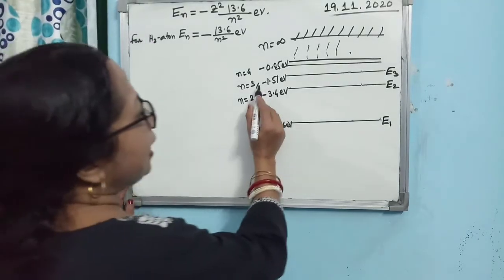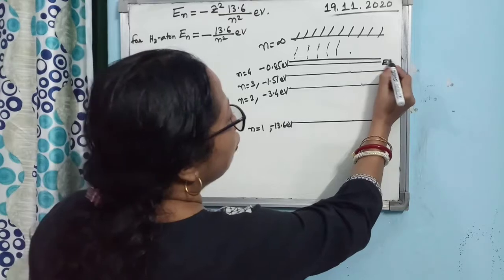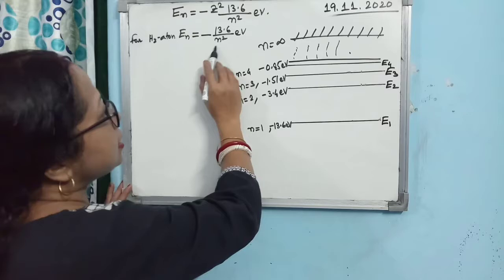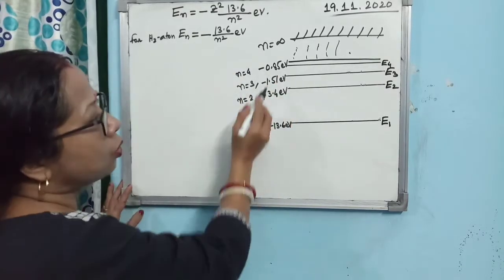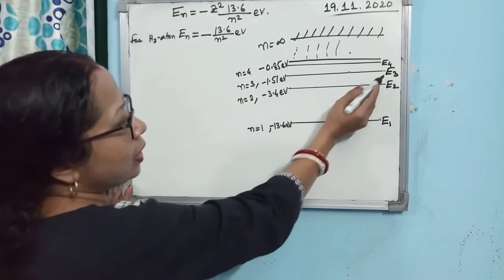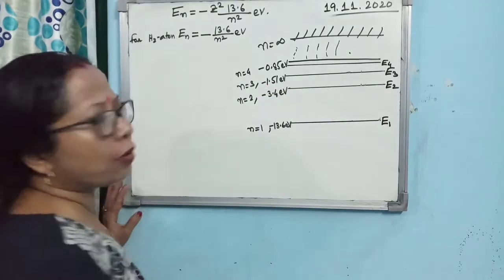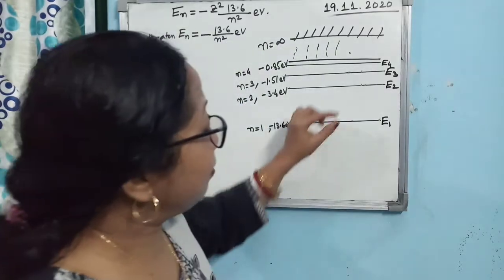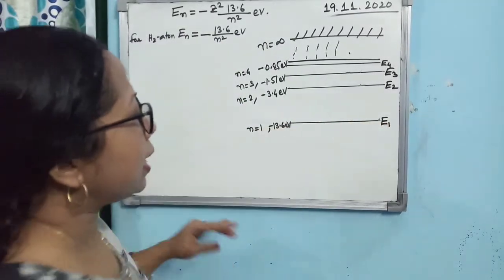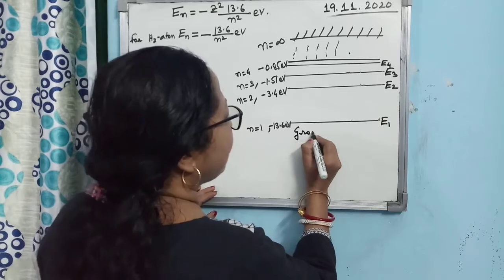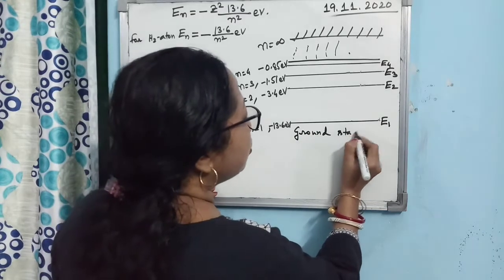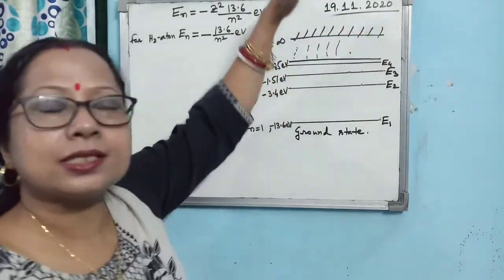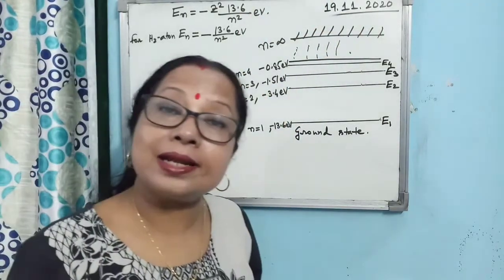Then when n is equal to 4, this is the fourth energy level. n is 4 means 16. So 13.6 by 16 is 0.85. Look at this, the gap between E3 and E4 is almost 0.7 or 0.6. What is the meaning? The first level is known as the ground state. After that, E2, E3, E4, all these states are known as the excited states.